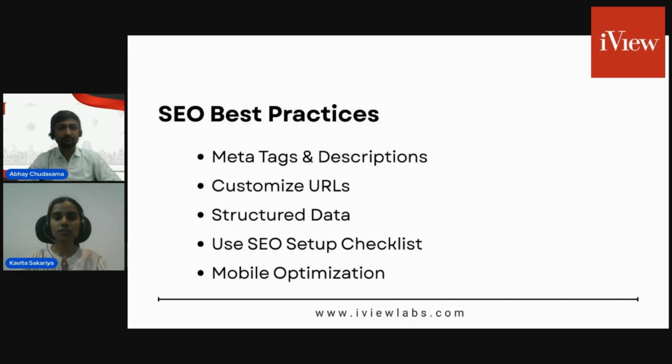Okay. So our first point is add a meta title and a description. Every page should have a unique title and description that clearly explains what the page is about. This is what shows up in Google search results. Let me take you to the editor and show you how it works and how you can use it.